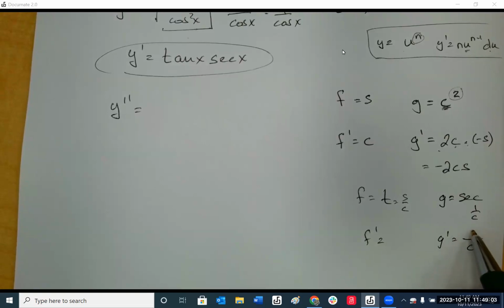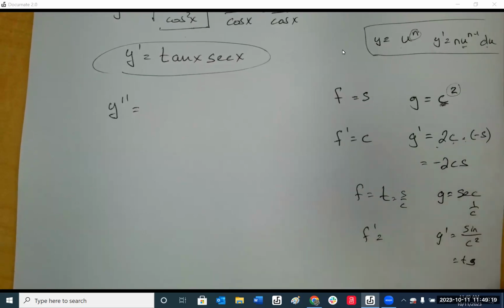It would have been sine over cosine squared, which gave us our tangent secant. But again, that went back to tangent and everything. So here we'll do this with sine and cosine, and then put in those other terms later.